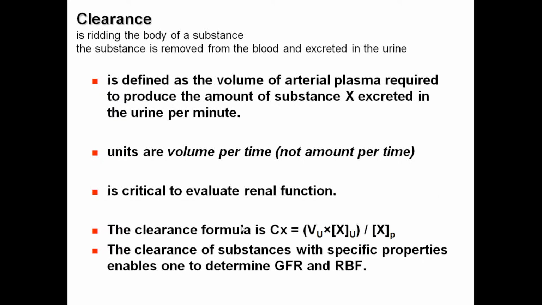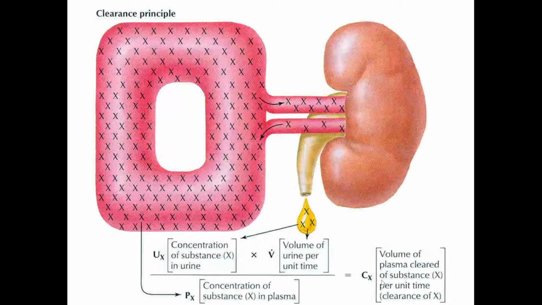Here you can see the formula which is used to calculate the clearance. And clearance of substances with specific properties allows us to determine either glomerular filtration rate or renal blood flow. And this is what we're going to discuss now. Here you can see the picture showing how the clearance principle works, and this is the formula which is used to calculate the clearance of a substance.